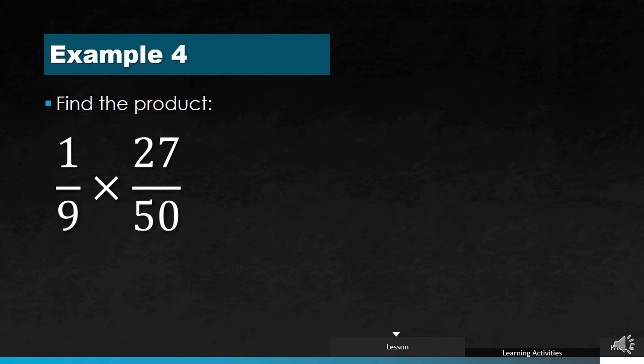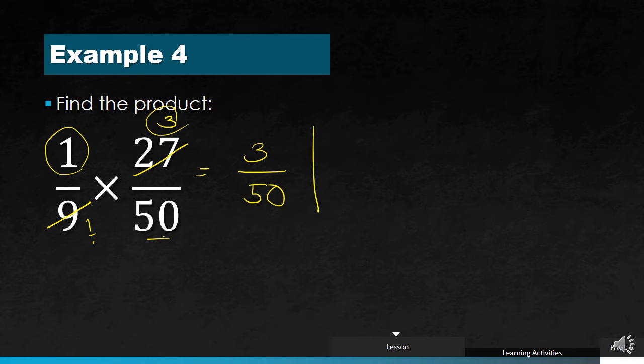In example number 4, we have 1 over 9 times 27 over 50. Again, using the method that I've shown you earlier, we can simplify this first. 27 divided by 9 is 3, and 9 divided by 9 is 1, since their common factor is 9. When you multiply that, you now have 1 times 3 gives you 3, and 1 times 50 gives you 50. This one is already considered a fraction in its lowest form. Therefore, the final answer is 3 over 50.